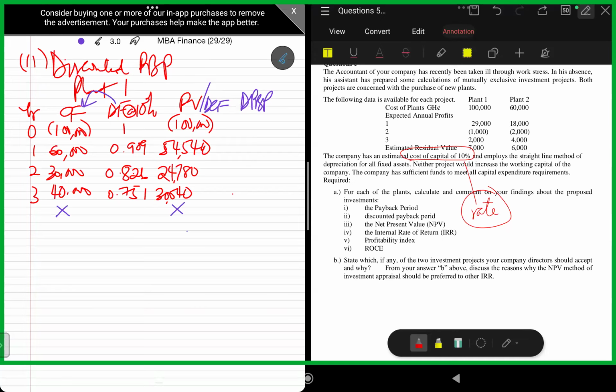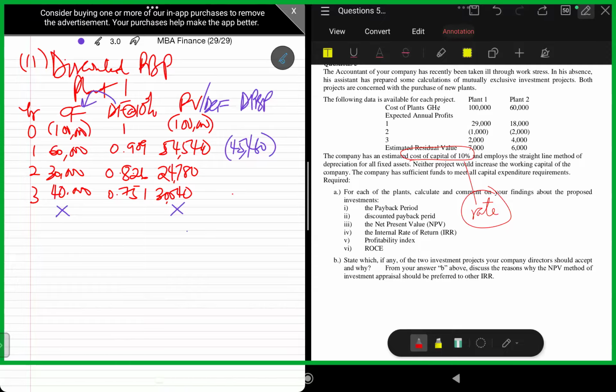So year one, what is the figure? Negative 100,000 plus 54,540. Don't make a mistake. Negative 100,000 plus 54,540 would give us negative 45,460.